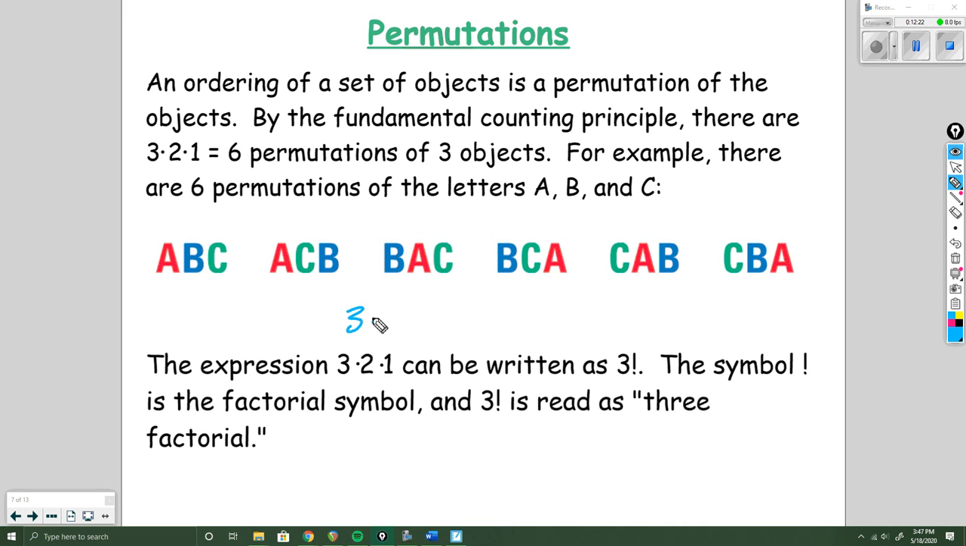All right, one way we could do this mathematically without actually drawing or writing all the different possible outcomes is we have three options for the first object. Once we choose that object, now we only have two options for the second object. And then once we choose that object, we only have one remaining object to place. So this would give us our 6 permutations. All right, this expression 3 times 2 times 1 can be written as what's called 3 factorial. Okay, so the factorial symbol is that exclamation point, and it's read as 3 factorial. So we're going to be using factorials often when we're talking about permutations.